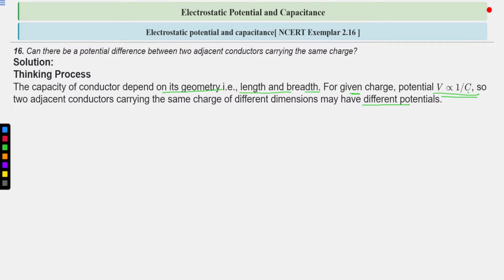If the capacity of two conductors is different, then there will be potential difference between the two conductors. Their potential will be different if their capacity is different, even if the charge on both conductors is the same. And on which factor does capacity depend? On the geometry or dimensions of the conductor.